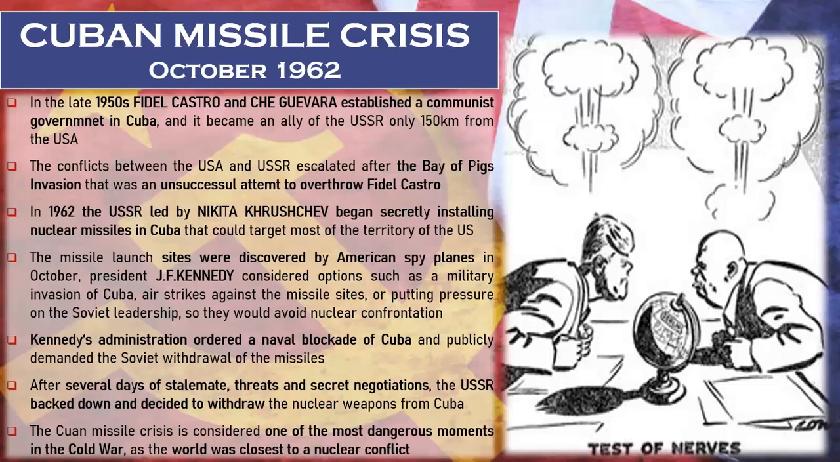Then in 1962, Nikita Khrushchev secretly began installing nuclear missiles in Cuba and targeted them at the USA. These sites were discovered by American spy planes, and JF Kennedy ordered a naval blockade of Cuba and publicly demanded the Soviet withdrawal of the missiles. After several days of stalemate, threats, and secret negotiations, the USSR backed down and decided to withdraw. This was the most dangerous moment in the Cold War because the world was the closest to a nuclear conflict.